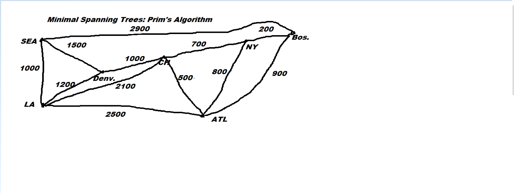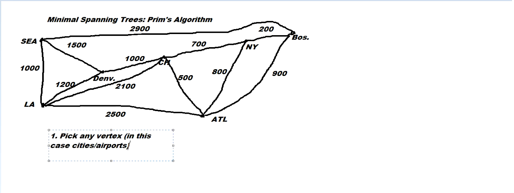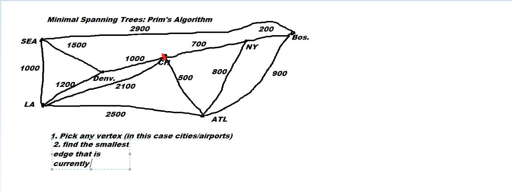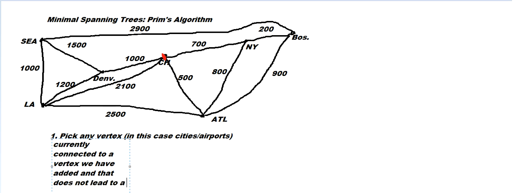One is Prim's algorithm. I'll show you Prim's algorithm. What we do is we pick any vertex, in this case cities, airports. So let's pick Chicago. Let's do that in red. Now, find the smallest edge that is currently connected to a vertex we have added and that doesn't lead to a cycle.